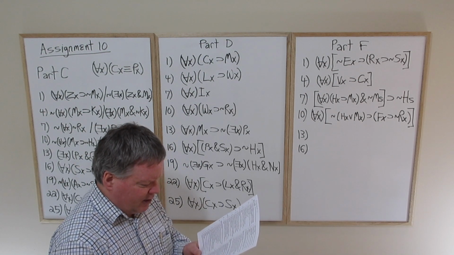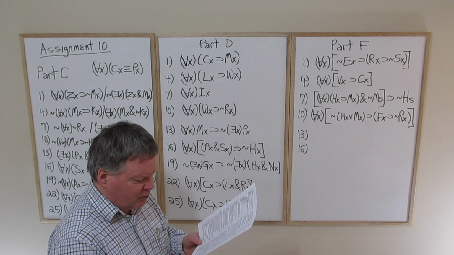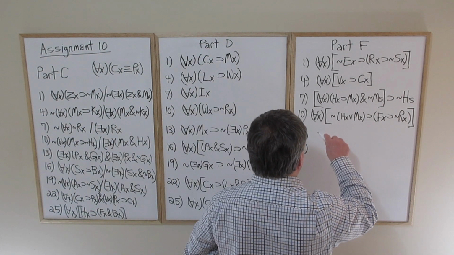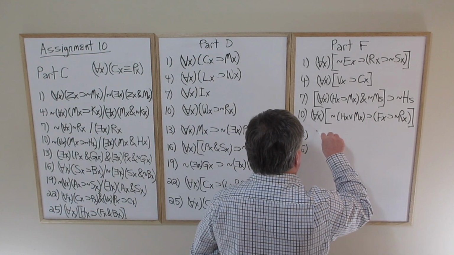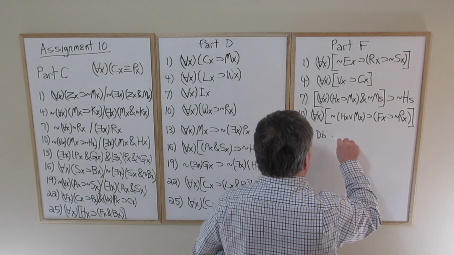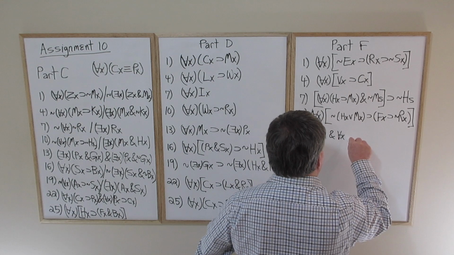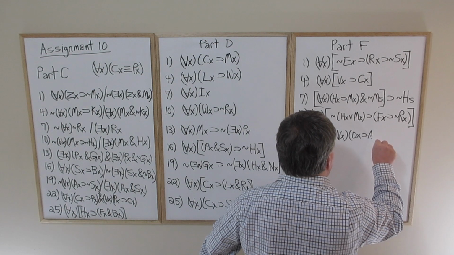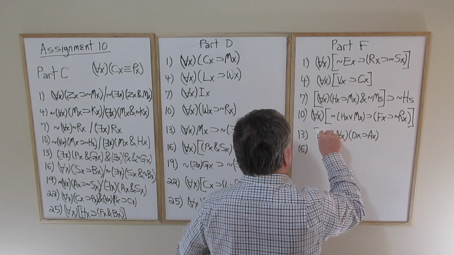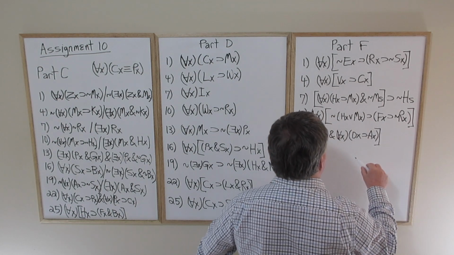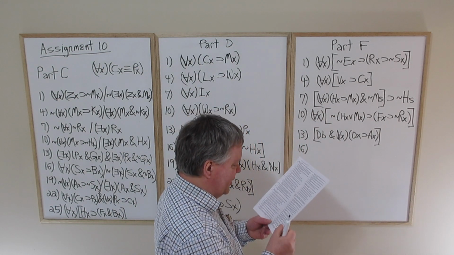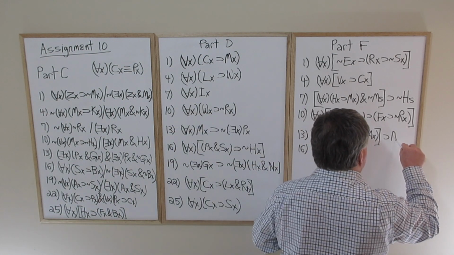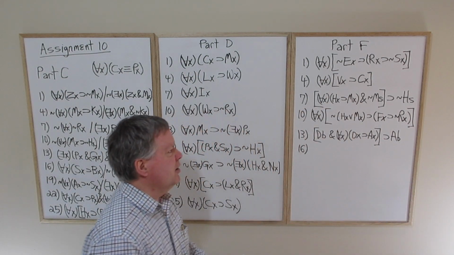We move on to 13. If Bob is a dog and all dogs are animals, then Bob is an animal. So, if Bob is a dog and all X are such that if X is a dog, then X is an animal. So, all of that together is the antecedent of a conditional, the consequent, then Bob is an animal.